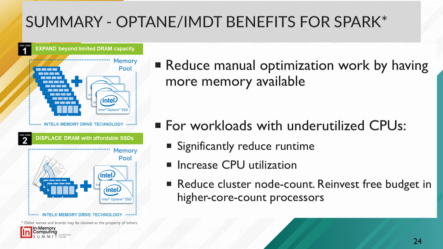So key takeaways, right? Reduce the manual optimization. You don't have to spend a lot of time configuring Spark or any other in-memory centric applications. You can use more memory at lower cost and maximize your CPU utilization. And like I showed you, for workloads that have underutilized CPUs, you can actually increase the CPU utilization. And like I said, maybe reinvest those dollars into higher core count processors or whatever other benefits that you may get.